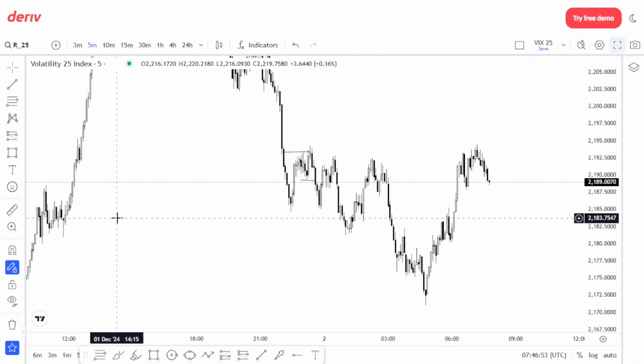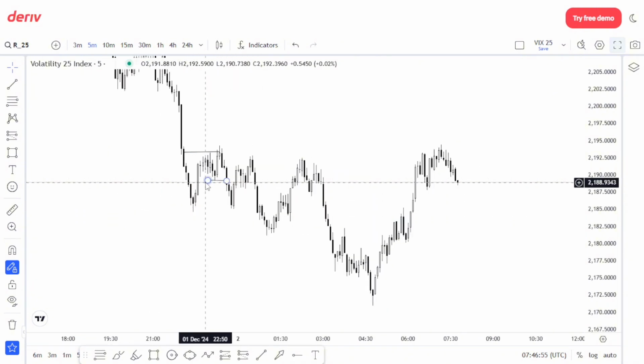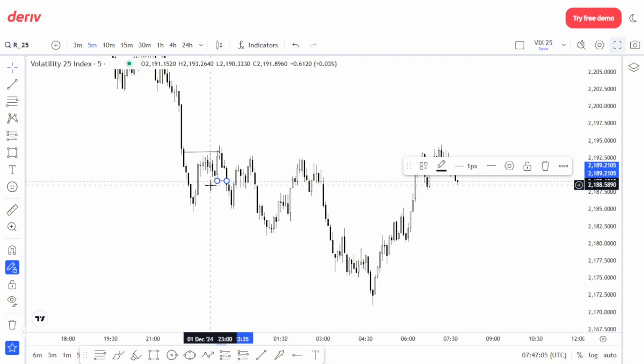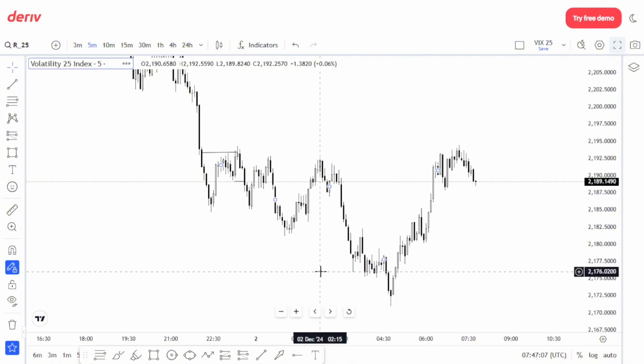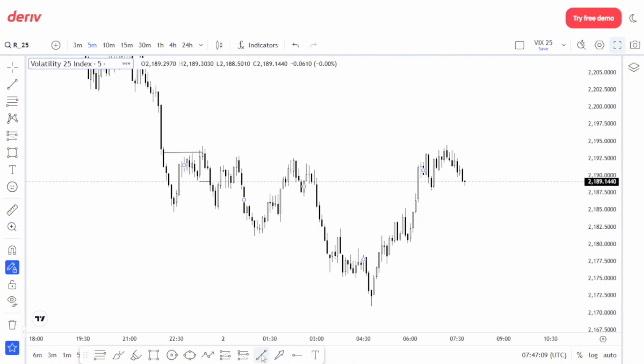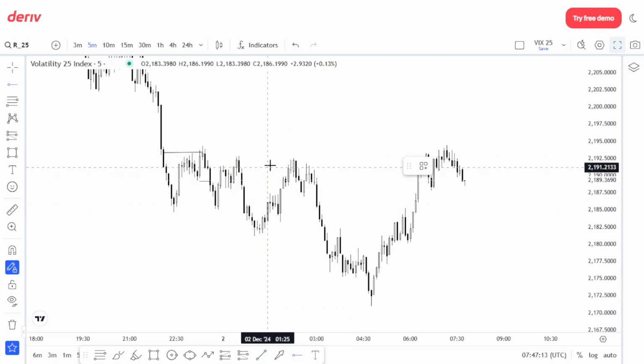Sorry, my system is actually kind of slow. So the next thing I'm actually looking out for is what? A sweep of a break of structure to the downside. My system is actually not responding as fast as I wanted. And then I have a pullback. All right, the pullback should be at least 50%.